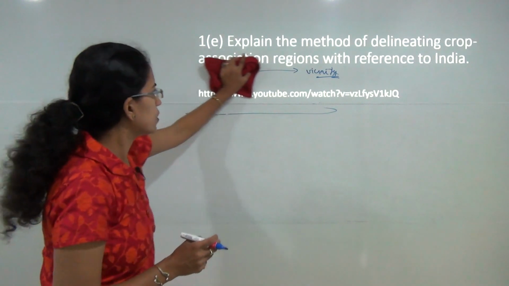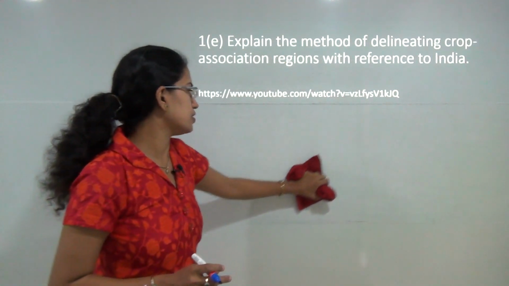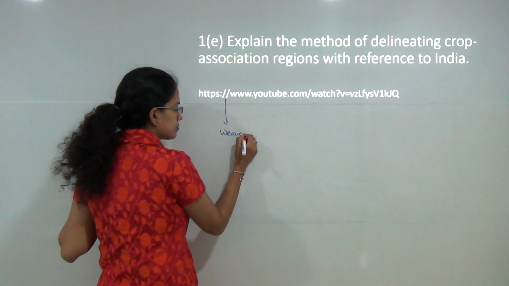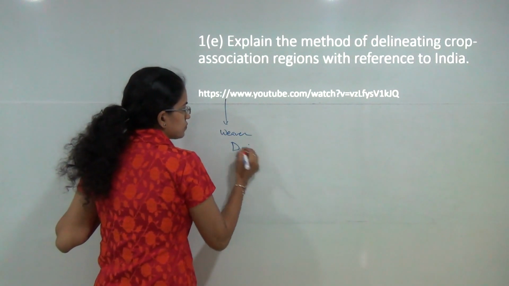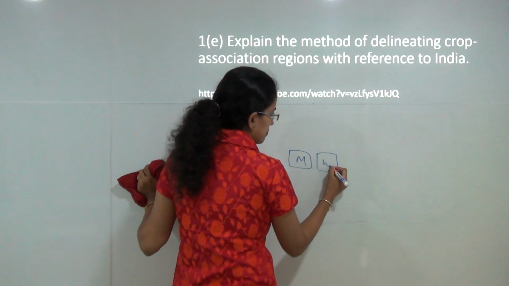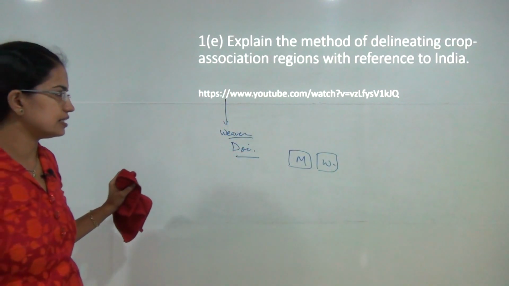When we talk about the crop association regions, you must refer to this video, and what we try to explain here is mainly the Weaver and Doi concept. The idea is whether the region is suitable for a single crop or two crops like maize and wheat, or a kind of multiple cropping system that exists in that region.